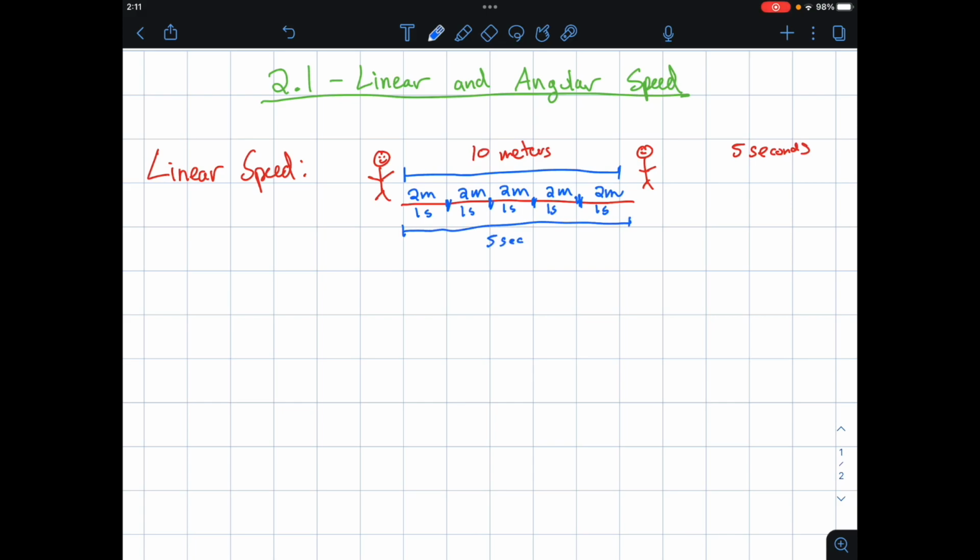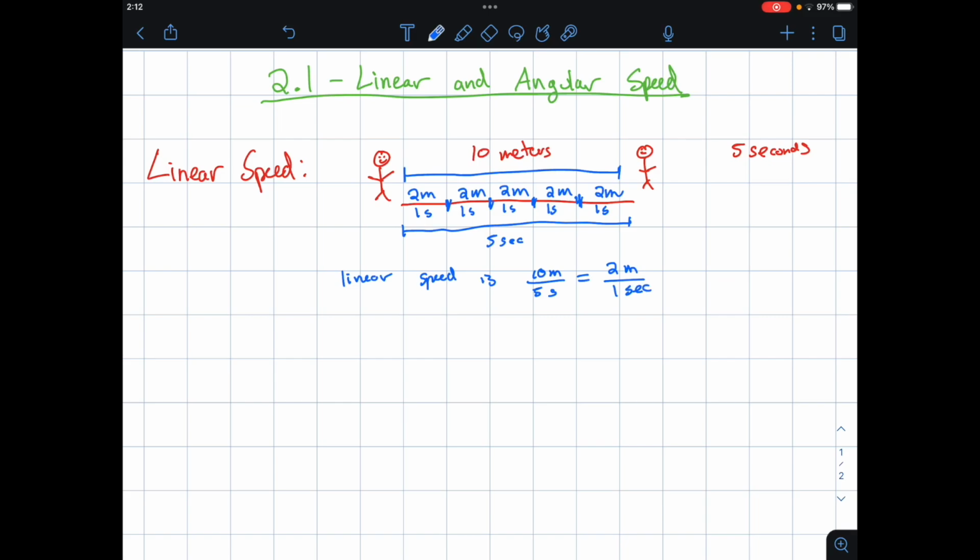And this is how we tend to think of speed in this linear sense. If you're going in a straight line some distance over some time, you would have a linear speed. So we would say that our linear speed here is 10 meters per 5 seconds, or subdividing down, we get 2 meters per 1 second.